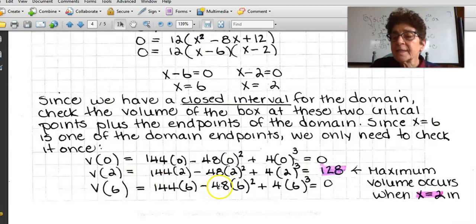Which means my maximum volume occurs when x is 2 inches. And what is the maximum volume? It's 128 cubic inches.